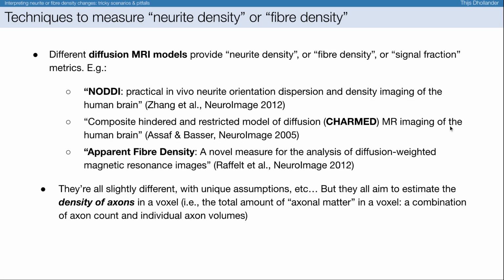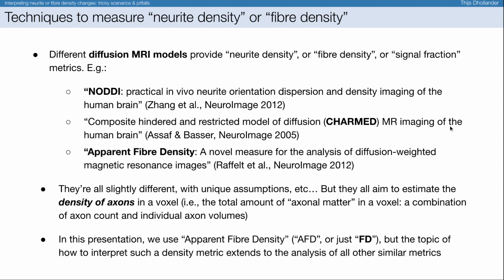These are all slightly different, they all have their unique assumptions, that's why they're different models. But in the end they all aim for something similar, and that's to estimate the density of axons in a voxel. So with density I mean the total amount of axonal matter in a voxel, which is a combination of the axon count and the individual axon volumes. So it's as if you blended up all axons and then you just measured their joint volume in a voxel. That's what I mean by the density of axons.